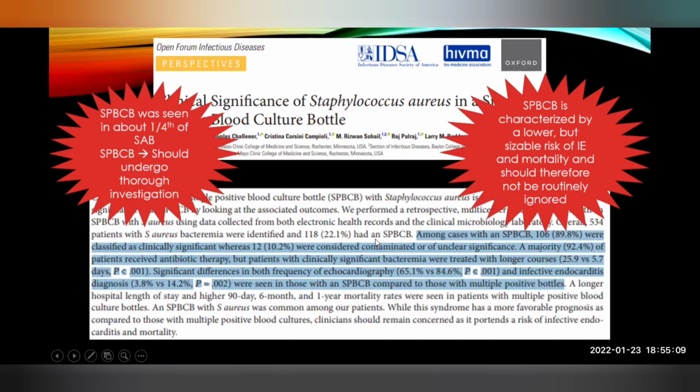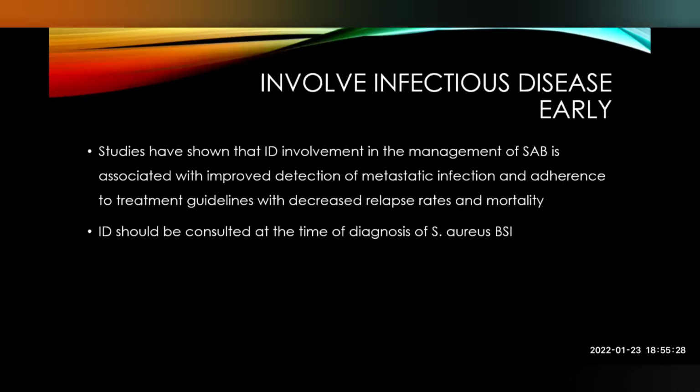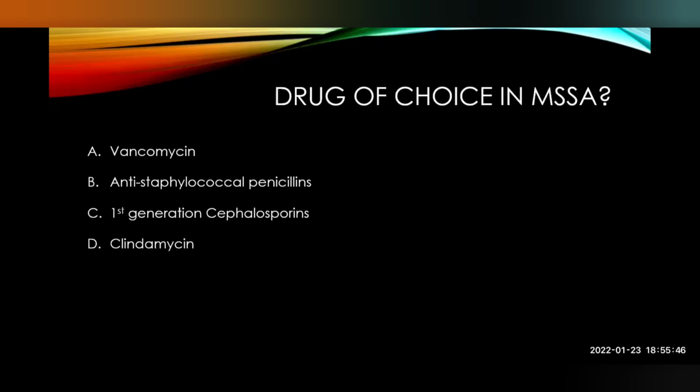At least the minimum next immediate step should be sending repeat blood cultures, so that you are ruling out persistent bacteremia, and you are also proving this is an infection. So even a single bottle which is flagging or growing Staphylococcus aureus should prompt thorough investigation. It has been seen that as soon as the patient is diagnosed with Staphylococcus aureus bacteremia, it's better to consult an infectious disease specialist, so that, as I mentioned, all the things are looked into in the patient.